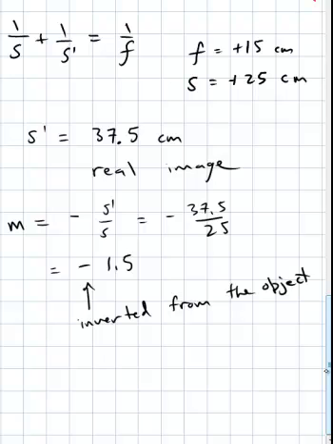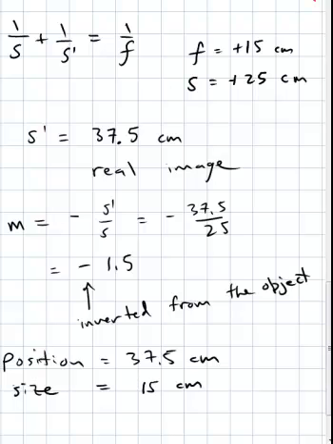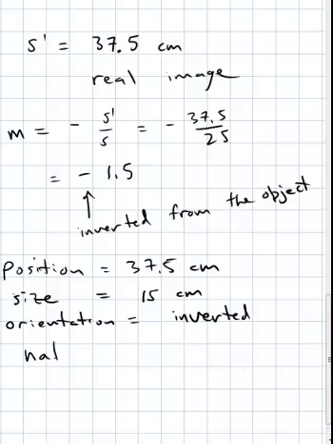So what do we end up with here? We end up with a position of 37.5 centimeters. We end up with a size of 15 centimeters, and orientation that is inverted with respect to the object, and a real image.